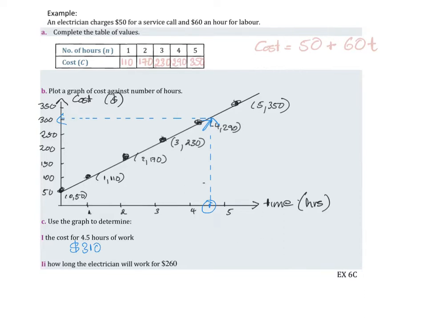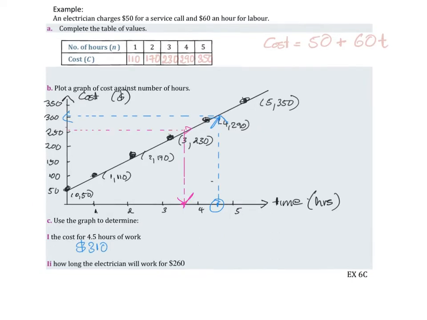Part 2 says find how long the electrician will work for $260. This time we're starting on the vertical axis at $260, and we're going across to our line, and then once we hit our line, going down to our horizontal or time axis, and we can see there that it is around about 3.5 hours. So all of this is just from reading from our graph. We do not need to substitute it into our rule, we just need to read it from our graph once we have our straight line.